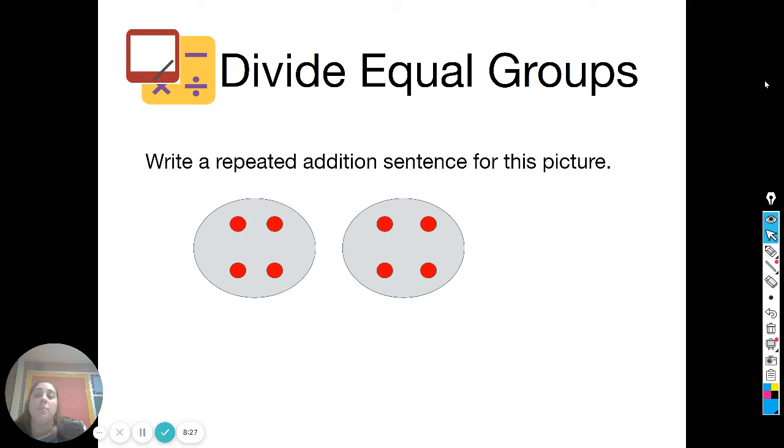I want you to write a repeated addition sentence for this picture. So remember, repeated addition means it's going to have a plus sign in it. Repeated means that it's going to be the same number that you're adding together. Go ahead, I'll give you a minute to write the repeated addition sentence for this picture on your whiteboard and hold it up.